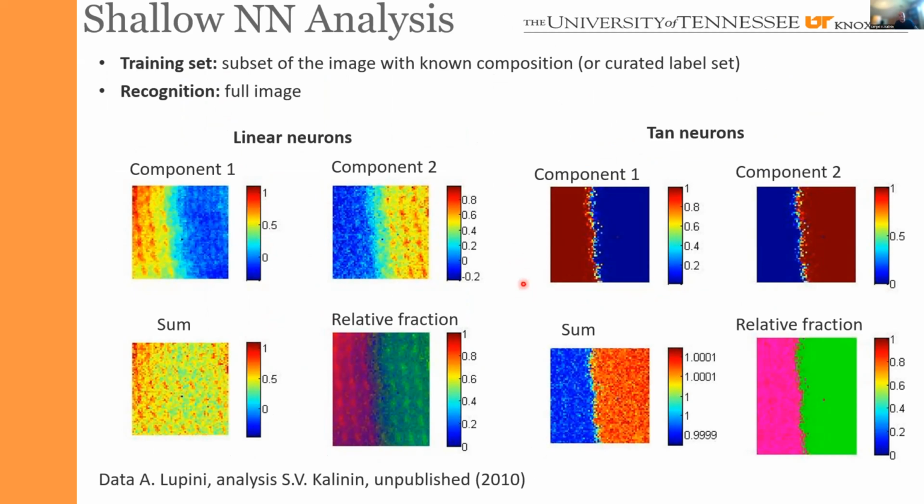Now, let's see what happens if I create the nonlinear neurons. So in this case, I train my network to predict the classes from 0 to 1. And in this case, this is calcium titanate, this is strontium titanate. So in this case, this is a nonlinear separation, phase 1, phase 2.